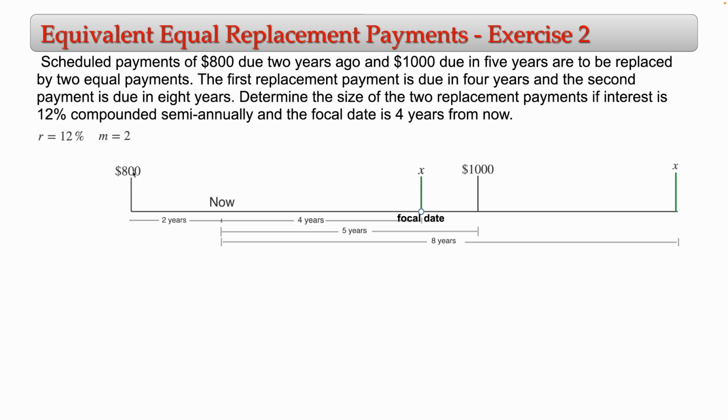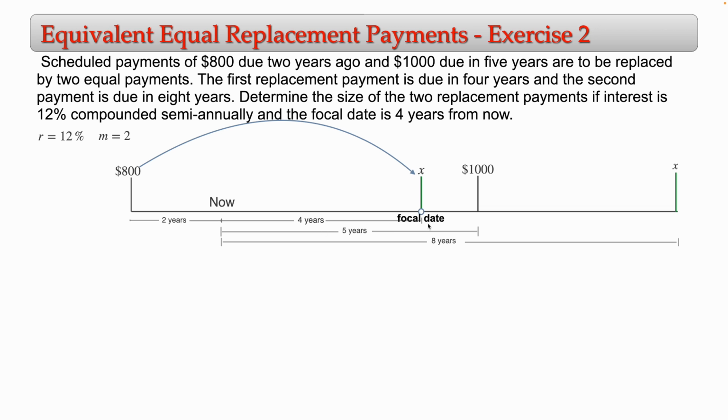For example, this $800, you are not going to find the value of this amount like in the previous problem here. No, you need to find the value of this $800 at that focal date. So you will need to take into account how long is the time between this $800 date and the focal date. And we know that from here to now there are 2 years, and from now to that focal date there are 4 years. So in total will be 6 years. So there are 6 years between the date of this $800 and the focal date.